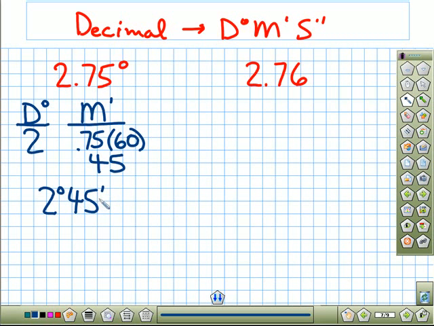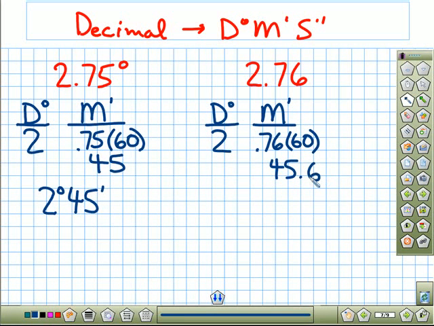Now, let's look at one that has seconds. On this one, we have 2 whole degrees. Now, let's look at minutes. We have 0.76 times 60. What does that give us? Somebody work that out for me. 45.6.